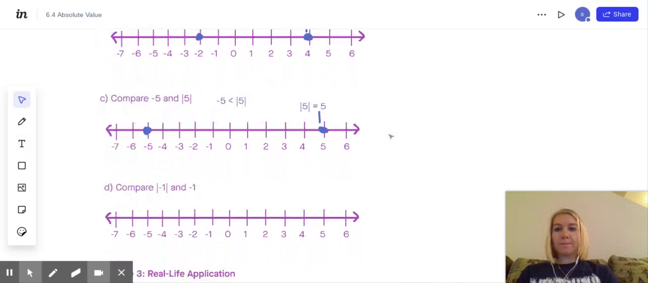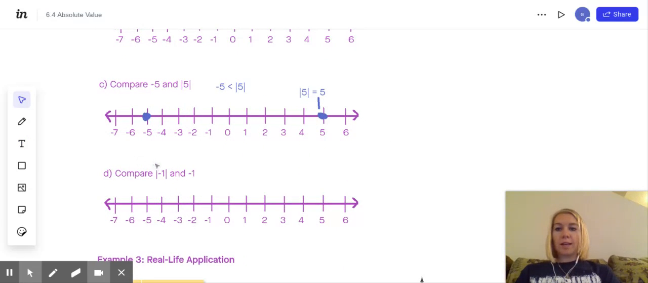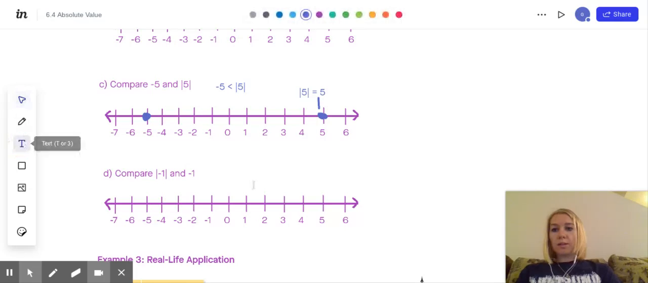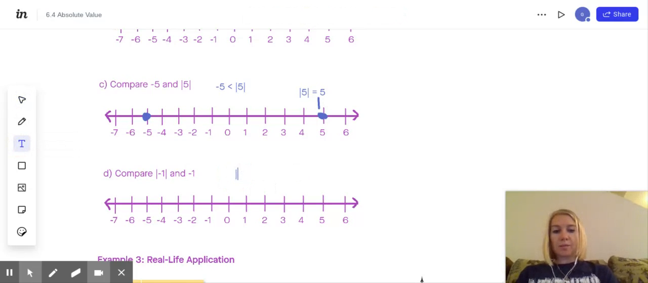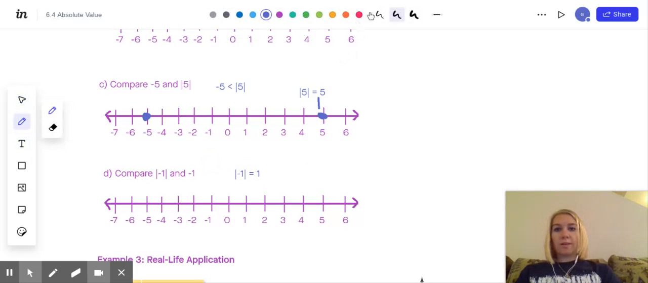Okay, one more. Let's compare the absolute value of -1 and -1. All right, let's decide what is the absolute value of -1. I know -1 is 1 step away from 0, so the absolute value of -1 is 1. So let's graph that.